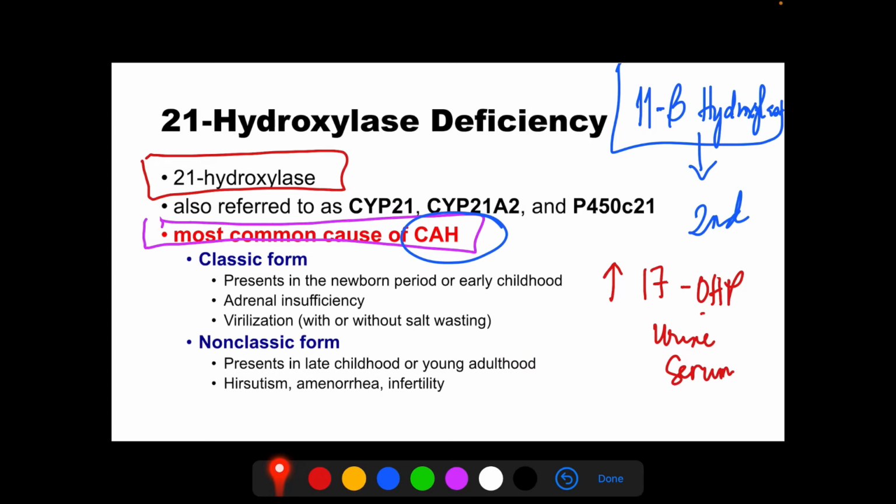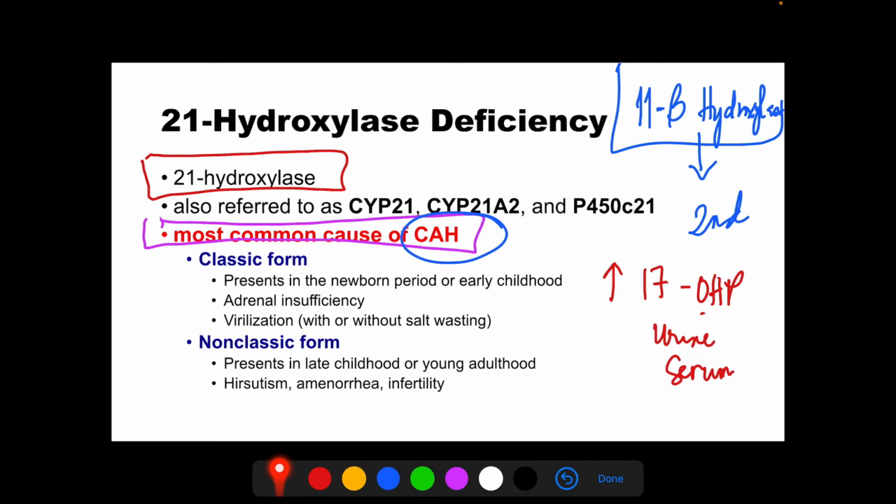Next, in the classic form, there is adrenal insufficiency. So knowing that the defect is in the steroidogenesis, what type of adrenal insufficiency is this one? Primary, secondary, or tertiary? So this is a type of primary adrenal insufficiency. And also there is virilization. So you know already this one, with or without salt wasting. Okay, how about the non-classic form?